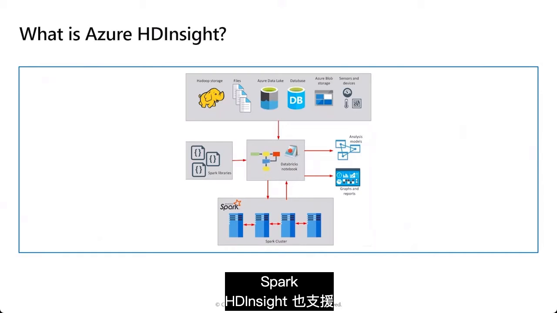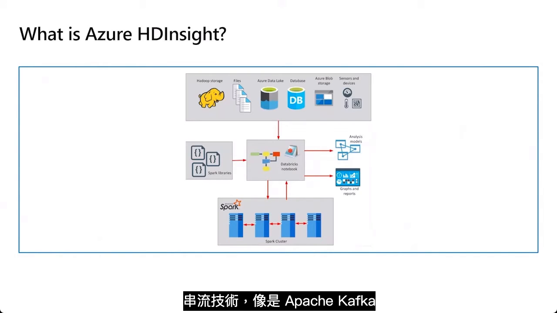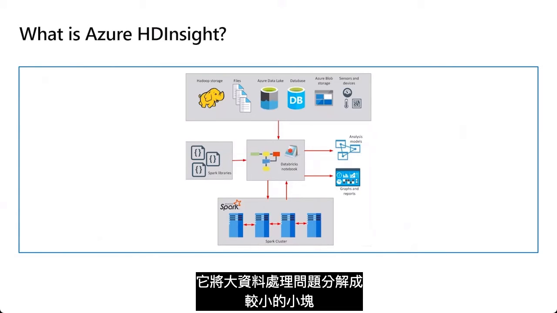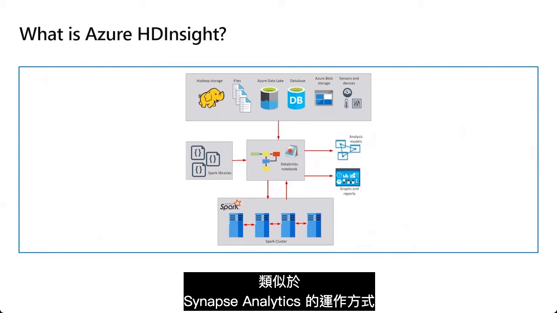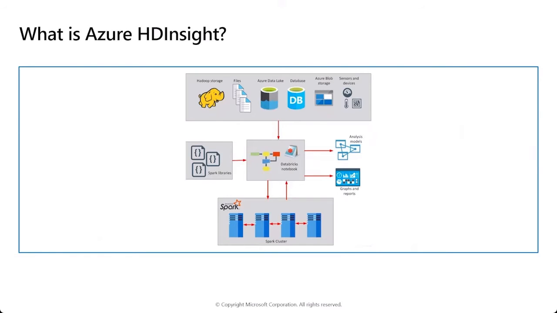As well as Spark, HD Insight also supports streaming technologies like Apache Kafka and Apache Hadoop. Hadoop is an open source framework that breaks large data processing problems down into smaller chunks and distributes them across a cluster of servers, in a similar way to how Synapse Analytics operates.